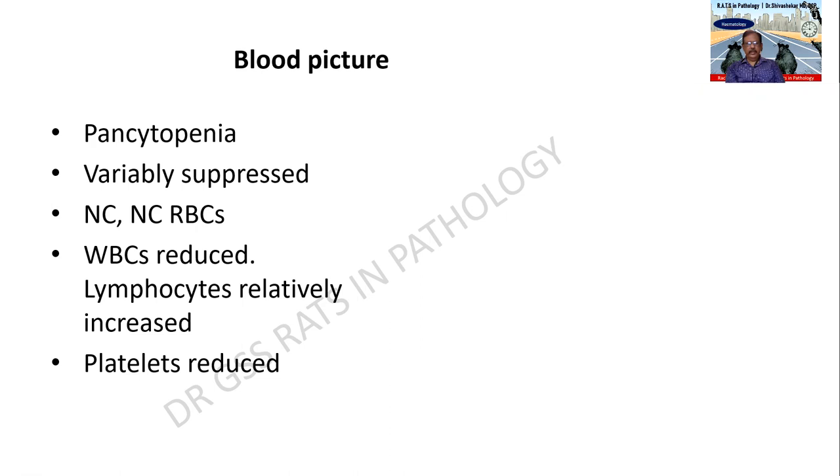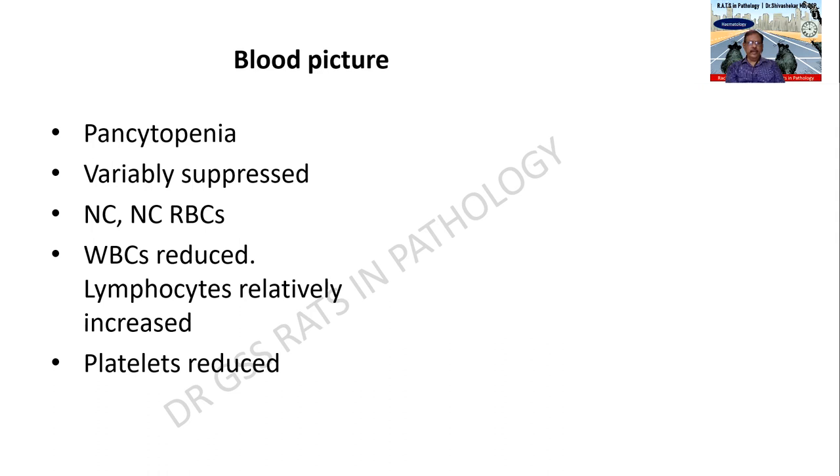It is a pancytopenia. Pan means all, cyto means cell, and penia means reduced. So there is a decrease in the RBCs, the WBCs, and the platelets. Sometimes they are variably suppressed. One will be suppressed to say 80%, another can be near totally suppressed. When two lineages are suppressed, it is called bicytopenia. When all are suppressed, it is called pancytopenia.